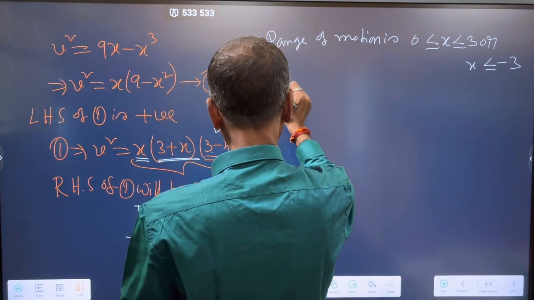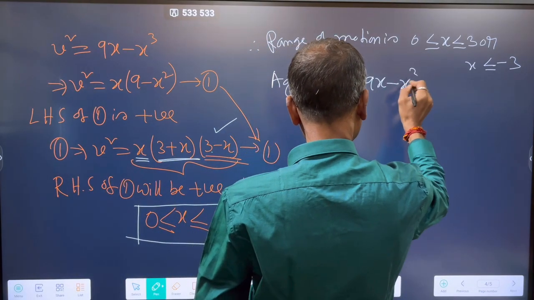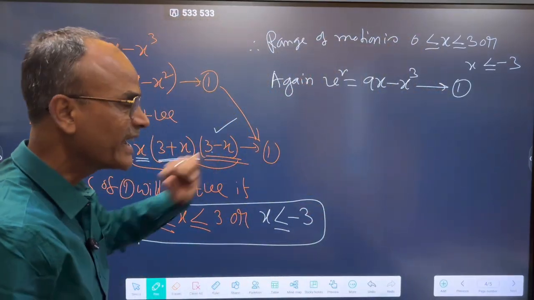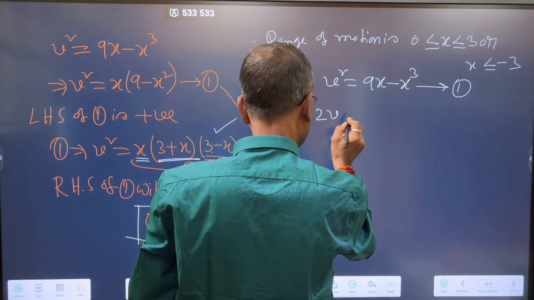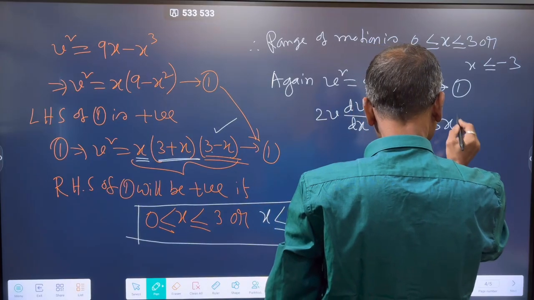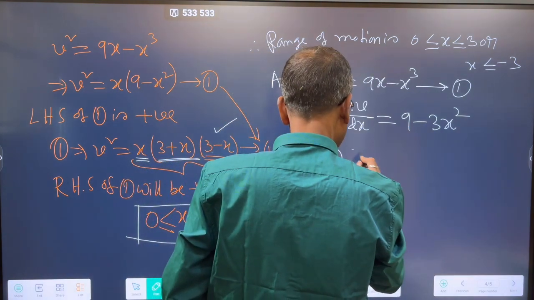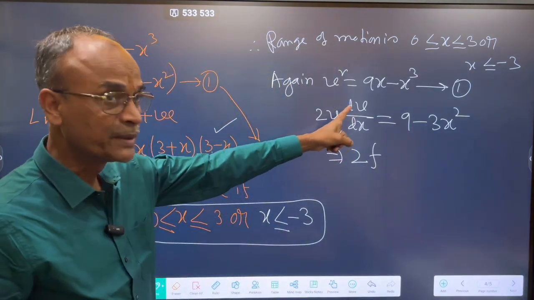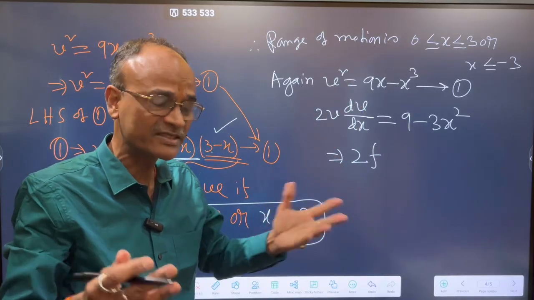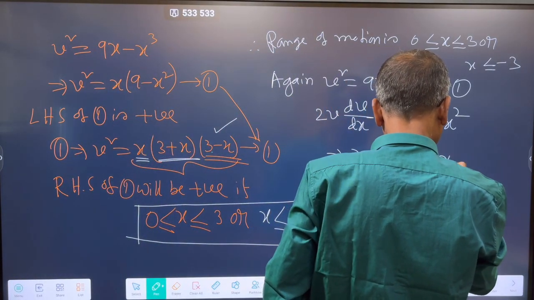Now again, v square is equal to 9x minus x cube. Differentiating this with respect to x, twice v dv by dx equals 9 minus 3x square. This v dv by dx is nothing but f. dv by dt is f, d2x by dt square is also f, acceleration. So twice f equals 9 minus 3x square.